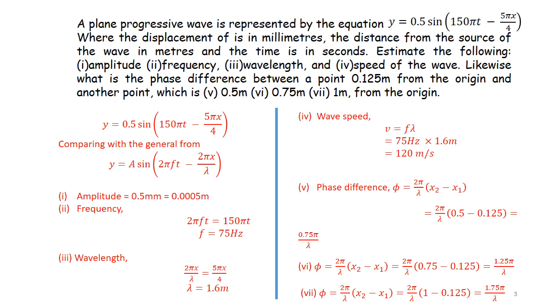Now estimate the following: the amplitude, the frequency, the wavelength, the speed of the wave. Then what will be the phase difference of an oscillating particle or wave between a point 0.125 meter from the origin and another point which is 0.5 from the origin, also between the point 0.125 and 0.75, and also between a point 0.125 and 1 meter. Okay, very easy to attend to.